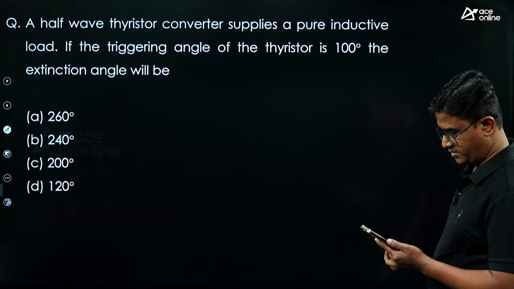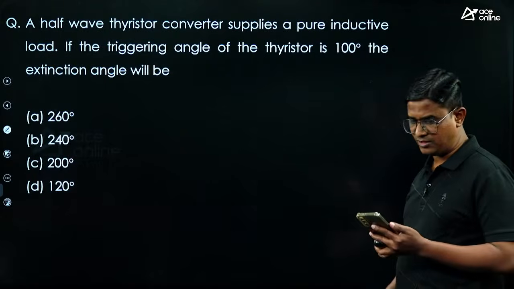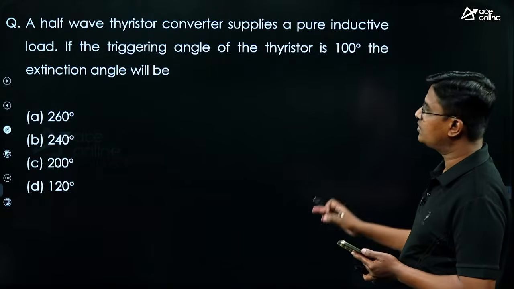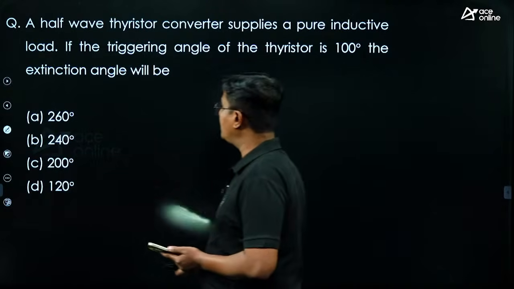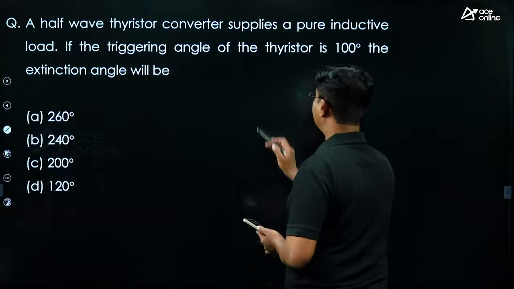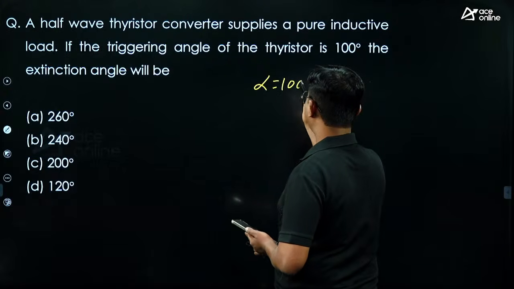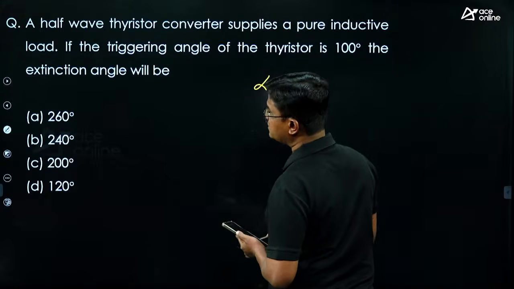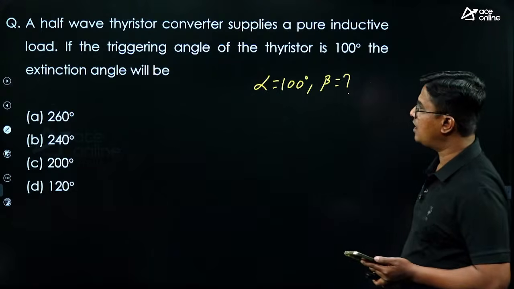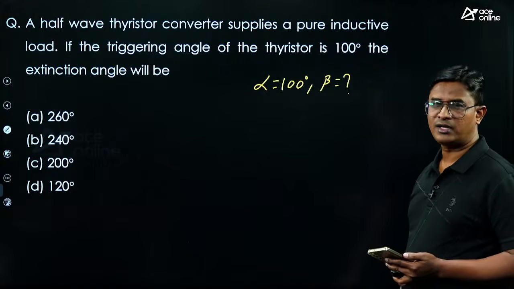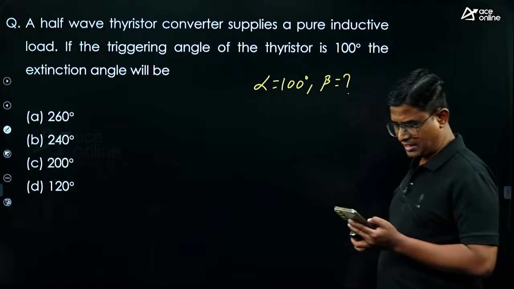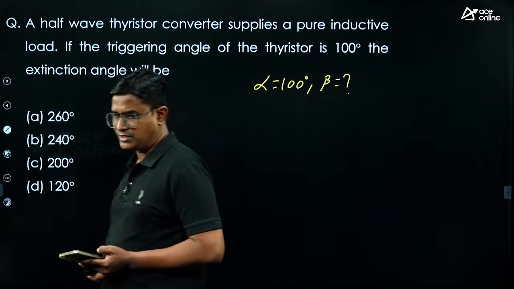Okay, chalo. Last 2-3 questions we'll discuss, and then we'll stop. A half wave thyristor converter supplies a pure inductive load. Chalo, half wave rectifier, pure inductive load they are saying. If the triggering angle of the thyristor is 100 degree, alpha is 100, then the extinction angle will be beta. Thyristor converter means controlled rectifier, and the load is purely inductive. Tell me, in a purely inductive load, what is the expression for beta?